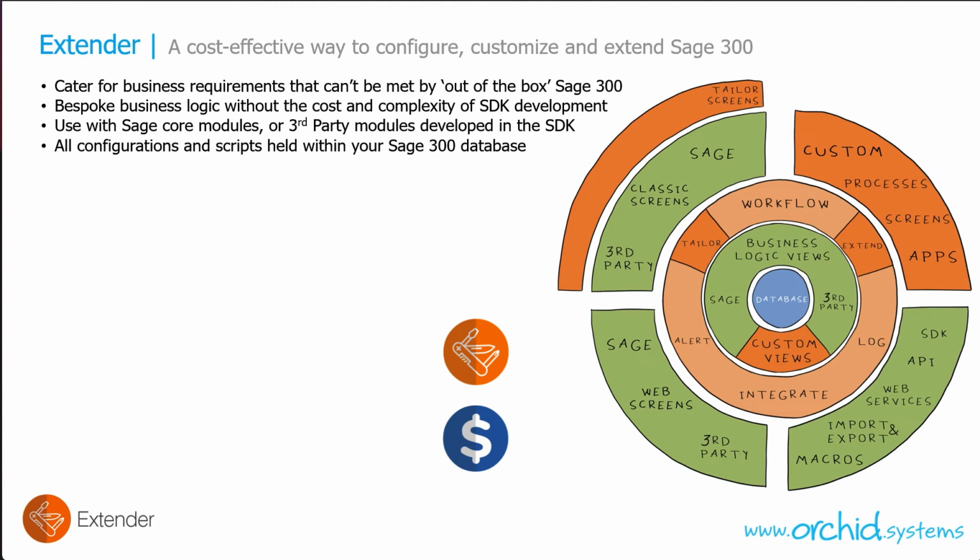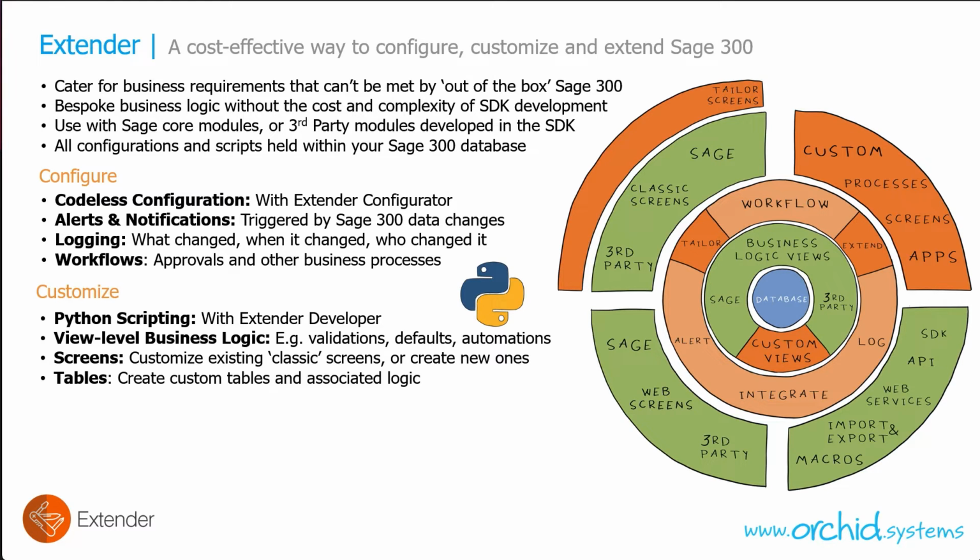Many of you know Extendo as a cost-effective way to configure, customize and extend Sage 300. You can use it with Sage 300 core modules, and one of the big benefits of Extendo is that all configurations and scripts are held within your Sage 300 database. While it is beyond the realm of this presentation to go through all the functionality of Extendo, in the context of import, we generally have to write scripts to tailor the import to the requirement, and so that requires Extendo Developer and custom scripts.